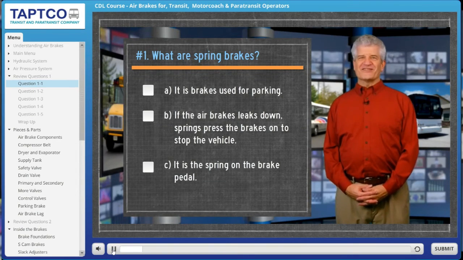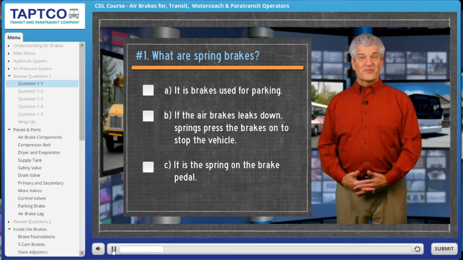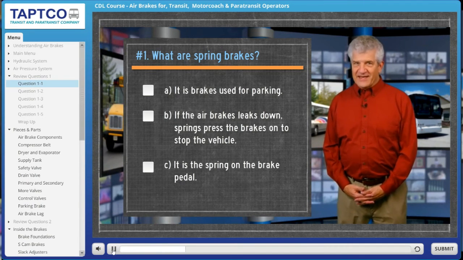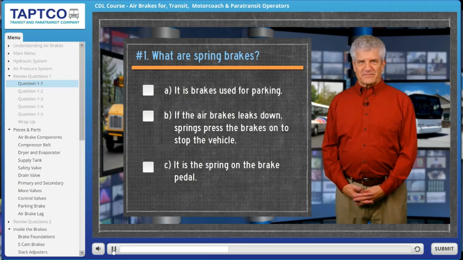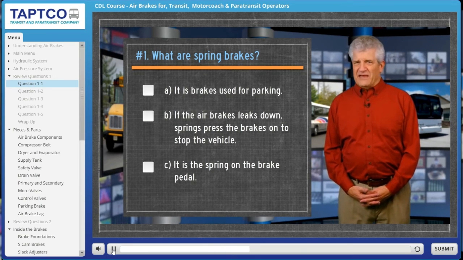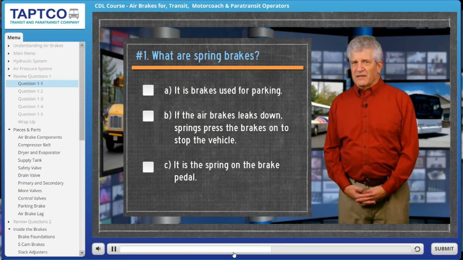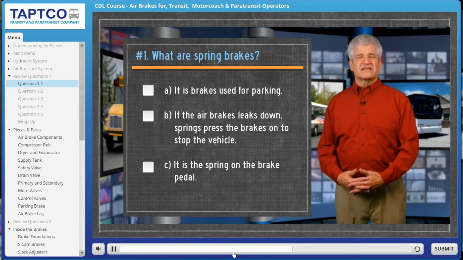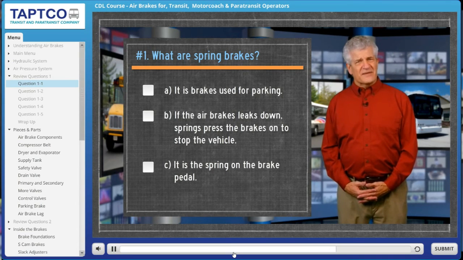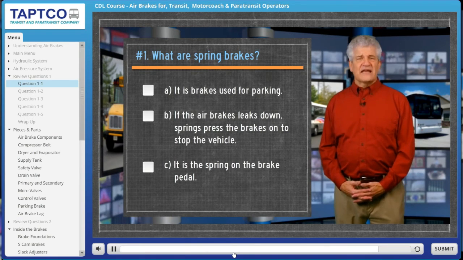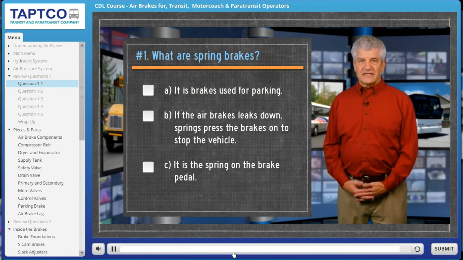Here's your first question. What are spring brakes? Are they A, the brakes used for parking, B, wow, I'm not even sure what that means, or C, the spring on the brake pedal? I should mention that sometimes the proofreader for these questions must have been asleep. Anyway, choose an answer and click Submit.